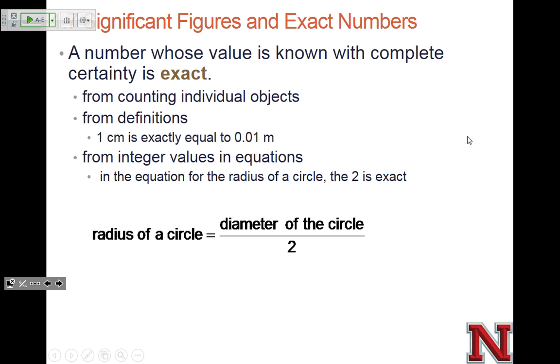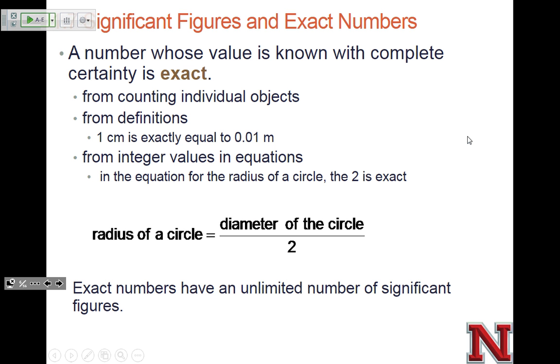And we're going to learn that we're going to be looking at the least number of significant figures in some cases. So if it has an infinite number, it's never going to be our least. So we won't use exact definitions or exact numbers in equations to determine the amount of significant figures our final figure after a calculation will have, because they have an unlimited number of significant figures.